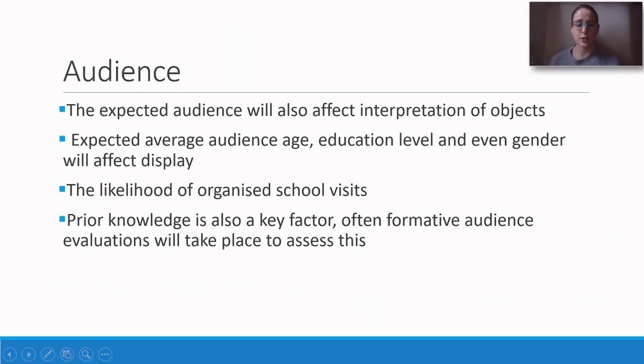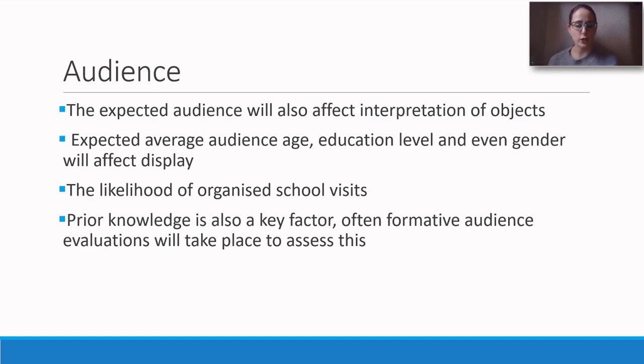So the next thing museums consider when we're giving any interpretation is the audience. Who's going to be reading it and why? Different things affect what we want to write. So your average audience age, if you're visited by a lot of schools, you generally write your interpretation at a lower reading age. You also explain things more thoroughly and in simpler language.